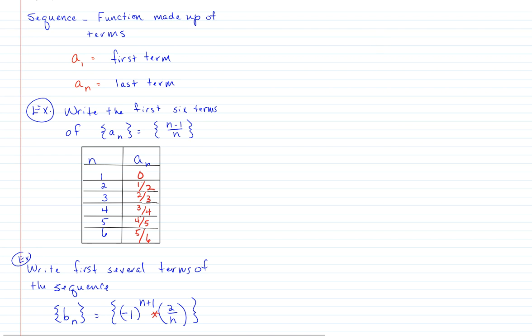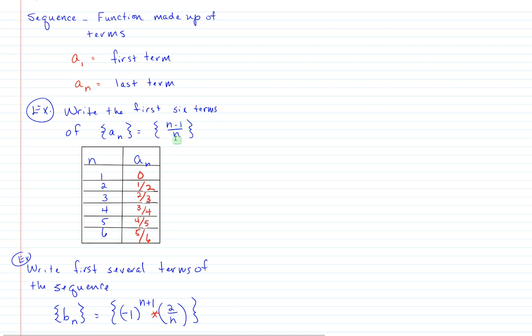This is section 12.1 and we're going to be dealing with a sequence. A sequence is a function that's made up of terms, and we have some terminology here. a sub 1 is the title for the first term, and a sub n can be the last term. An example of what we might see: write the first 6 terms of a sub n, that function that is this, n minus 1 over n.